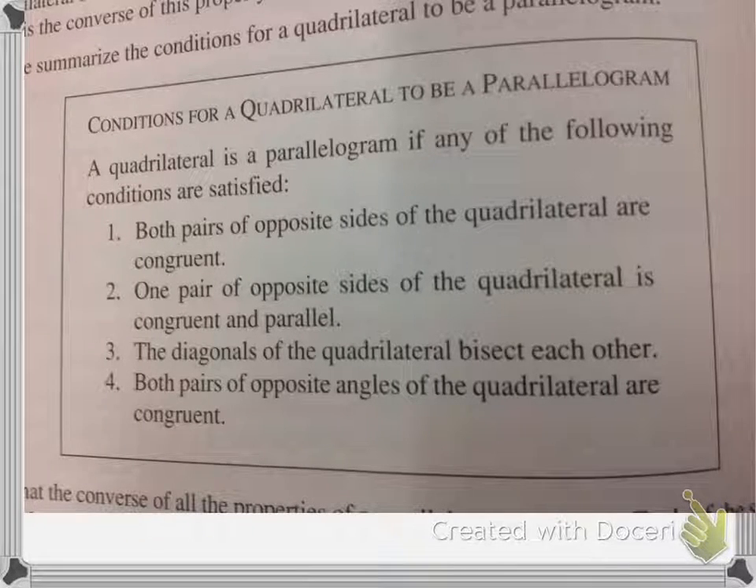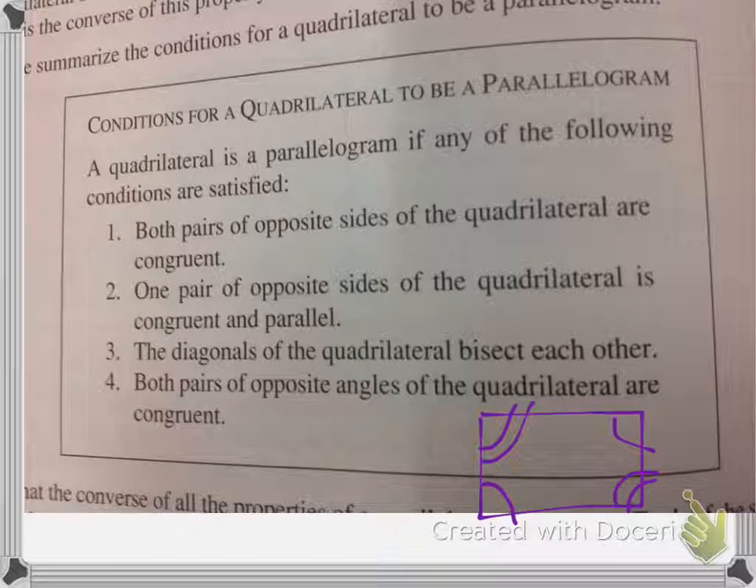Both pairs of opposite sides of the quadrilateral are congruent. So when I have a quadrilateral, and I can say that this angle and that angle are the same, and these two angles are the same, you know it's a parallelogram. Because therefore your opposite sides will have to be parallel to make that happen, for alternate interior, alternate exterior, and all of that kind of angles to happen.